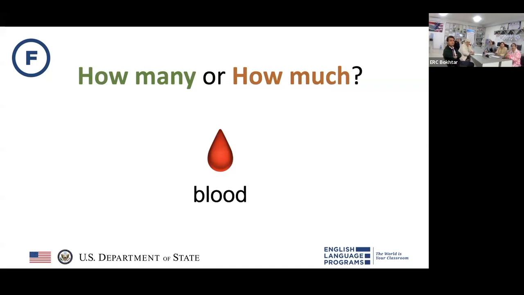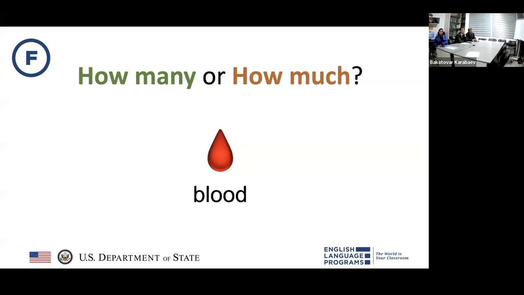Is it drop or blood? So it's just blood. I don't know if you could see the answer. Let's see, how much? It's going to be how much blood?